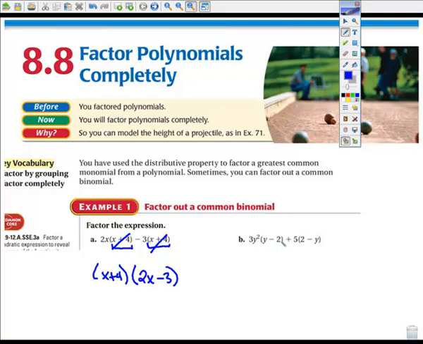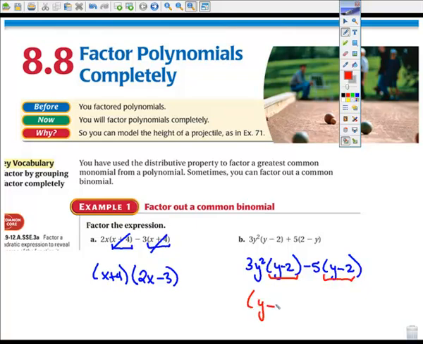This is y minus 2, this is 2 minus y. These are not the same thing. But I can manipulate this and rewrite it as minus 5 times y minus 2. Because if I were to do that, negative 5 times negative 2 is 10, and negative 5 times y is negative 5y. So I've manipulated it so that my binomial factors are the same.